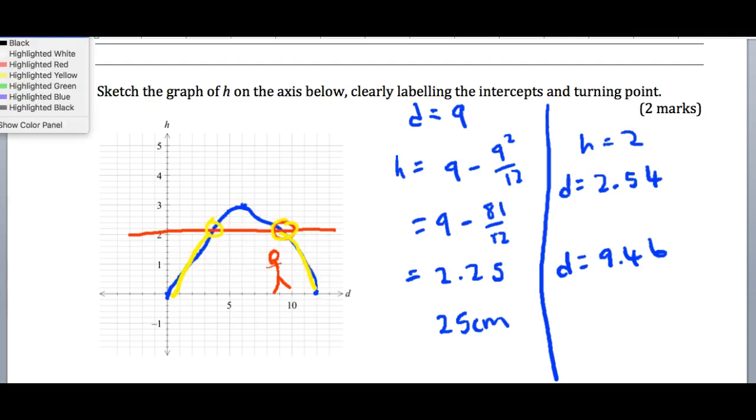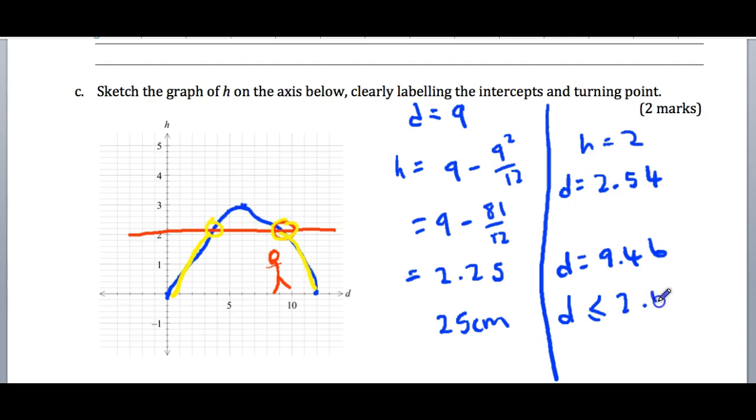So basically we can say when D is less than or equal to 2.54, okay, so that's this value here, or when D is greater than or equal to 9.46. Okay, so at either point here. Now that was quite a tricky question, but something that you will do in methods basically. So understanding points of intersection like that, and what they mean in the context of the problem.